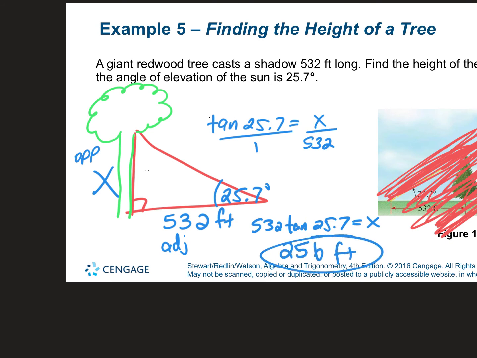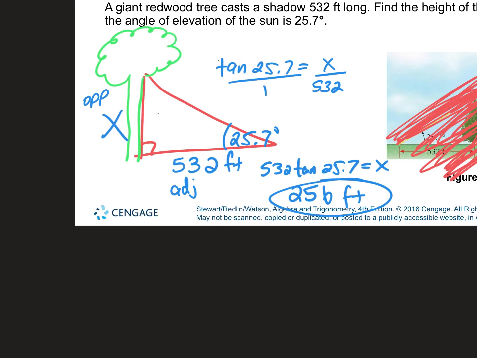Now, when you do these word problems, you should also take a second and check just to make sure your answer makes sense. They said that this giant redwood tree casts a shadow of 532 feet. If you came out with an answer of 0.134, does that make sense, that a giant redwood tree is not even 1 foot tall? No. So just make sure your answer should make sense.